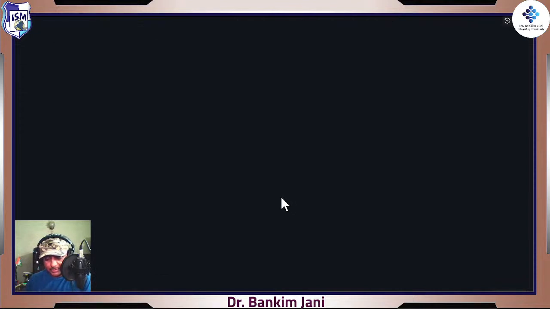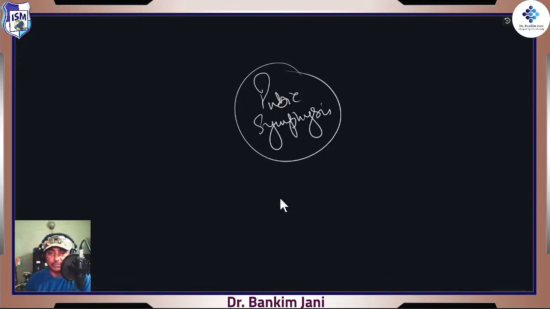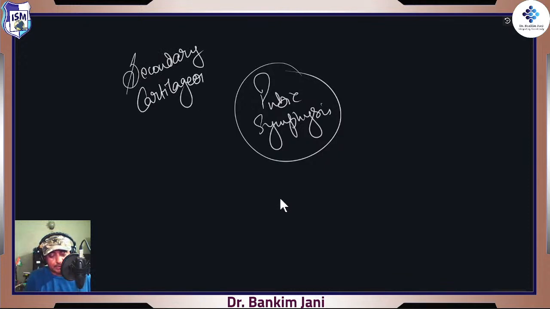Finally, the last one, this is the pubic symphysis, right? Yes, this is also a joint because two bones meet over there. So this is a secondary cartilaginous joint. That's the reason this is a secondary cartilaginous joint, when it is cartilage.